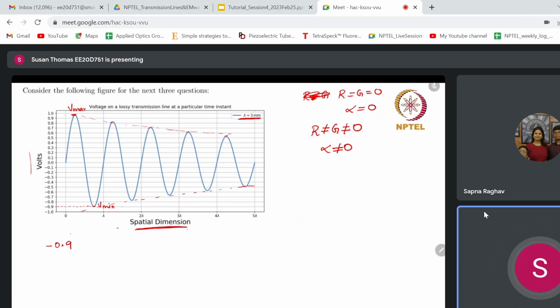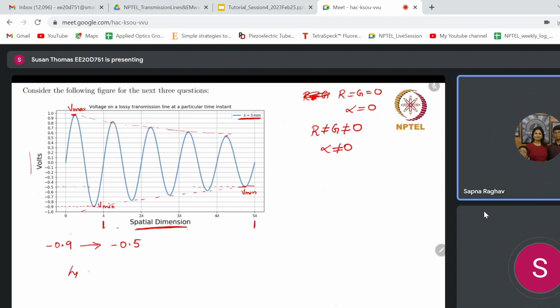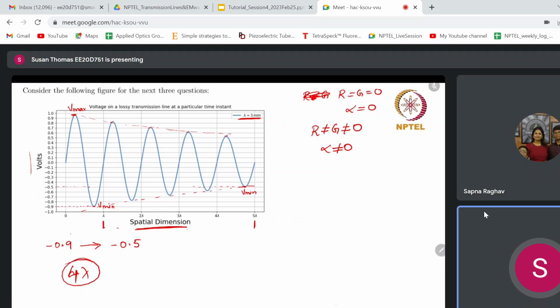Okay, and let me take another V minimum. Say this is V minimum. If I extend it here, it will be something around minus 0.5. So minus 0.9 is reduced to minus 0.5 in how many lambdas? You see how in how many lambdas that reduction has happened. So this is lambda, this is 5 lambda. So 5 lambda minus lambda, it is 4 lambda. So this has happened in 4 lambda.